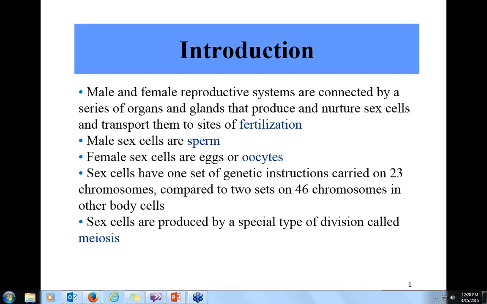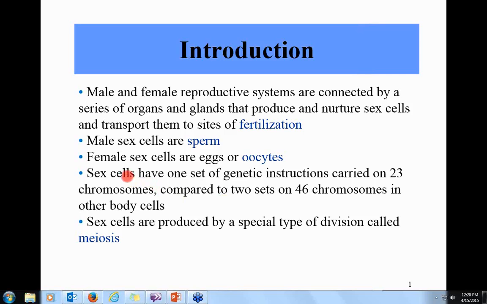So the organs of the reproductive system nurture the sex cells. Sex cells are the sperm for males, and for females, they're the egg or oocytes. Also, you're going to have organs to transport them to sites of fertilization and areas where the fertilized egg can become human. This is, of course, in the female.